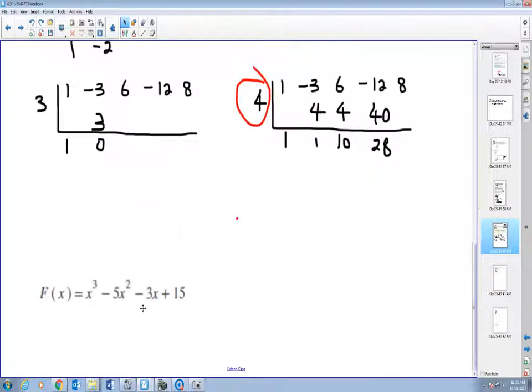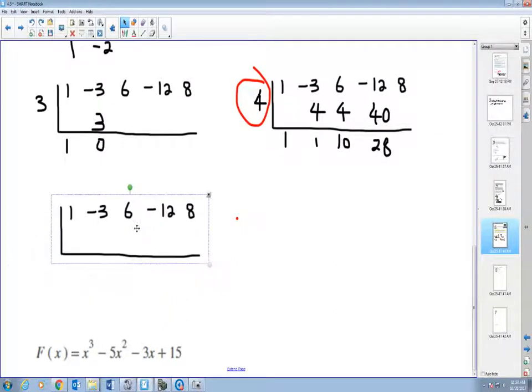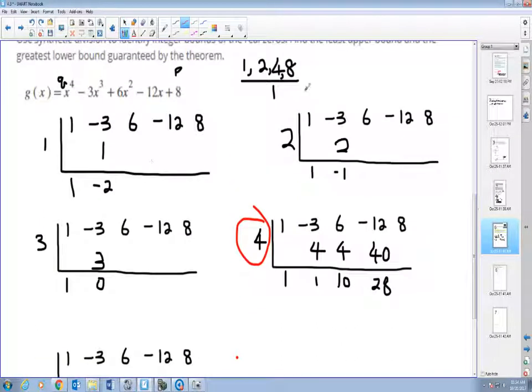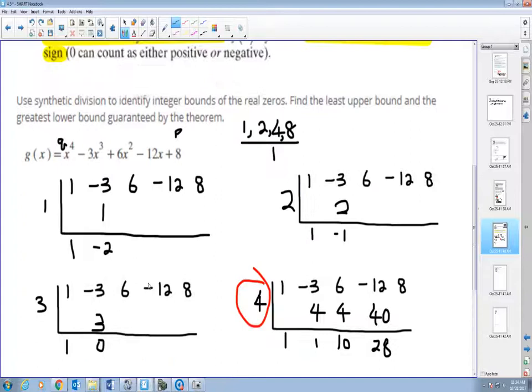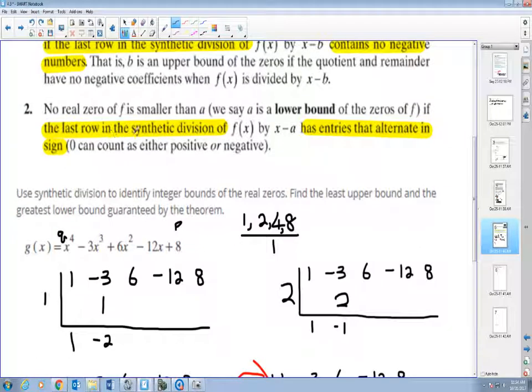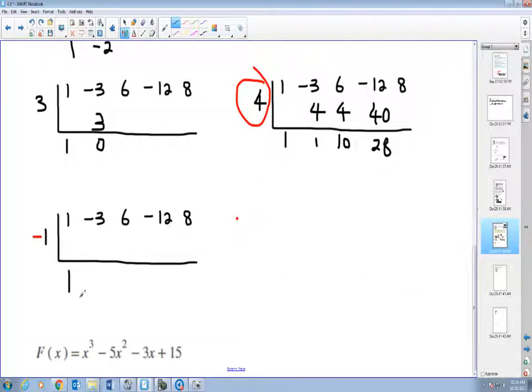Now let's try with negatives. These are the positive 1, positive 2, positive 4, positive 8. I can also have the negative 1, negative 2, negative 4, negative 8. So if I try with negative 1 first, bring it down. The rule for the negative says the last row has to have entries that alternate in sign. 0 can be counted as either positive or negative. If I multiply, that's a negative 1. If I add them up, that's negative 4. So far so good, because I'm alternating sign on this last row.